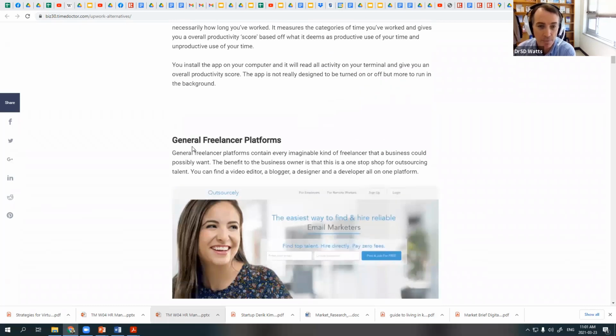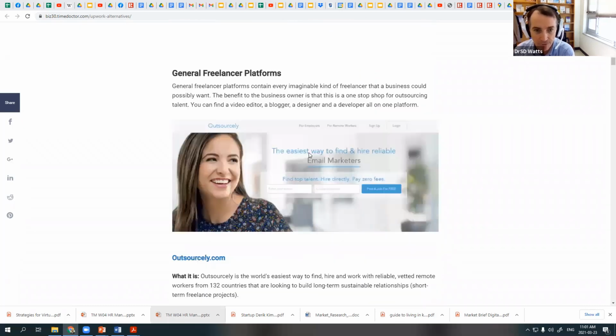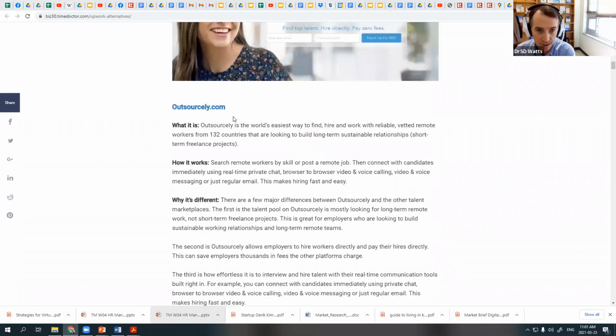And there are many different freelancer platforms. For example, Outsourcely.com. What is it? Outsourcely is the world's easiest way to find, hire, and work with reliable, vetted remote workers from 132 different countries that are looking to build long-term sustainable relationships. At least that's what this website is saying. I'm not sure that this website is reliable, but it is able to link you to other sites.